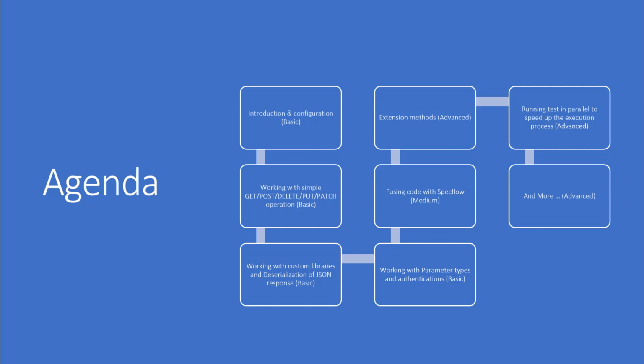because this whole series is going to be more like a BDD driven approach. So that's why we're going to be using Specflow, and we're going to be using the power of Specflow parallelism and all those things within this video series. And then we'll be using extension methods for extending our own libraries of RestSharp. And finally, we'll be running the tests in parallel to speed up the execution process, and we'll be seeing the major advantage of using parallel execution with Specflow and NUnit along the line.